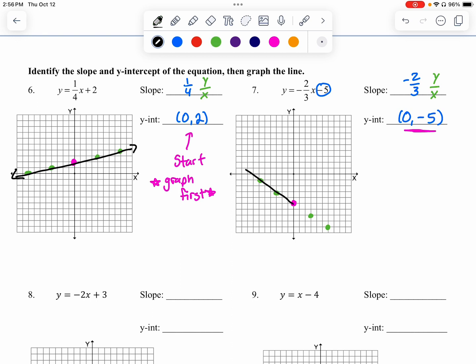So anytime you have a negative slope, it's going to be going down from left to right, and positive slopes go up from left to right.